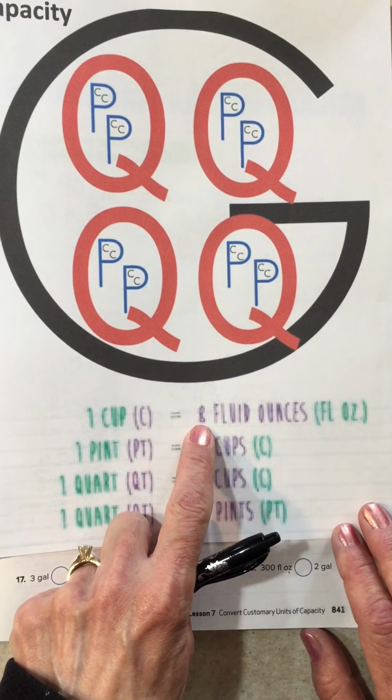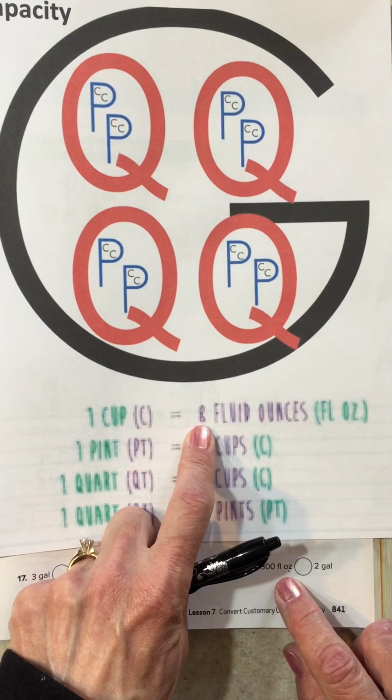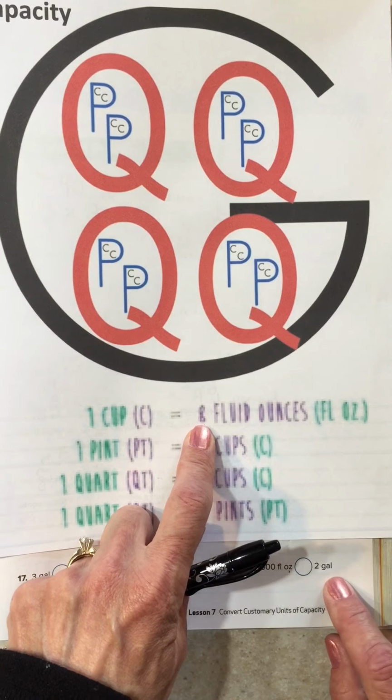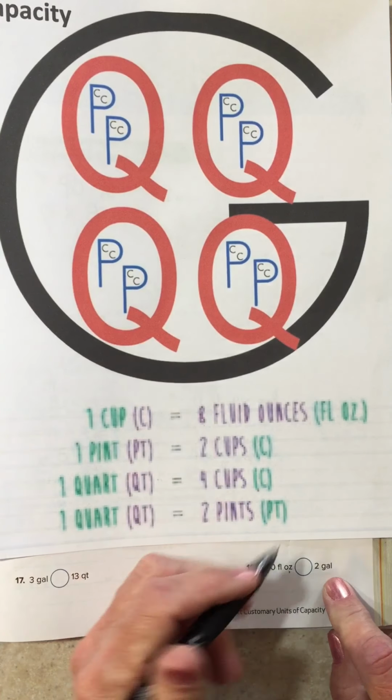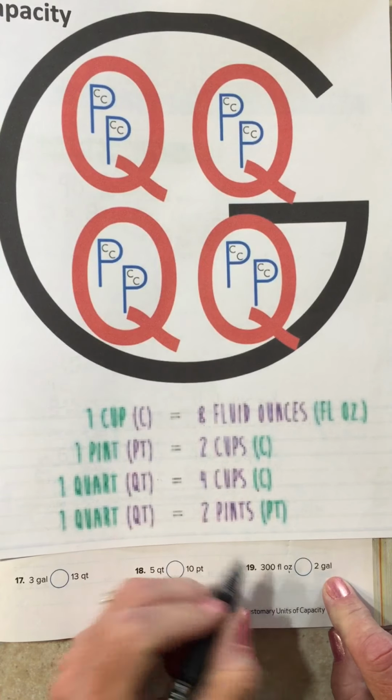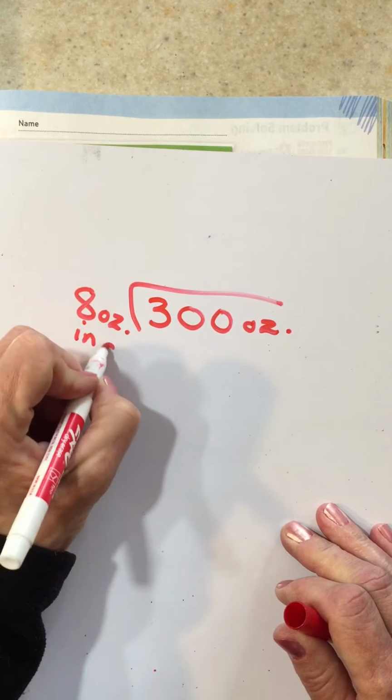8 ounces per cup. Let's first change this into cups and then into gallons. Here we go. 300. It's going to be 300 divided by 8. That will tell us how many cups that is first. 300 ounces divided by 8 ounces at a time to make a cup. 8 ounces in a cup.